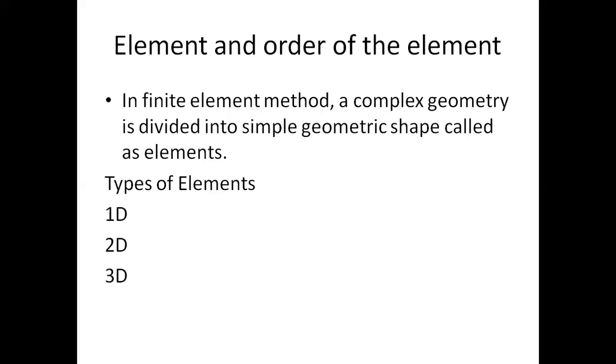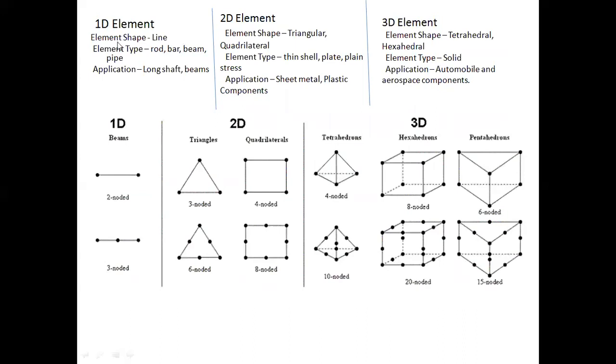Next, what is meant by element and what is the order of element. In finite element analysis, complex geometry is divided into small shapes called elements. We already know the basic concept of FEA is to divide complex geometry into small parts. Elements are of three types: 1D element, 2D element, or 3D element. First, the 1D element, whose shape is a line.